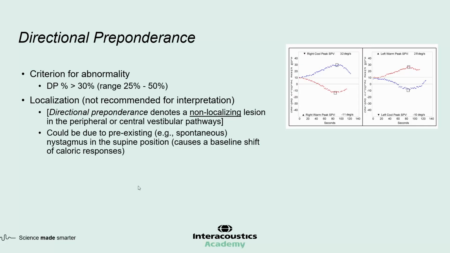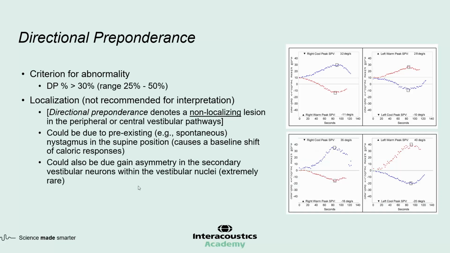So here's an example you saw before. In this case, the patient has 10 degrees per second of left beating spontaneous nystagmus, and that's a significant amount of spontaneous nystagmus and should be considered abnormal. In a case like this, which is extremely rare, we don't really know what the abnormal or normal criteria is, but this looks substantial enough that one might consider this abnormal. If it's abnormal, it's possible that it's because of the gain asymmetry in the secondary vestibular neurons within the vestibular nuclei. But again, we really don't know enough about this to make a meaningful interpretation.